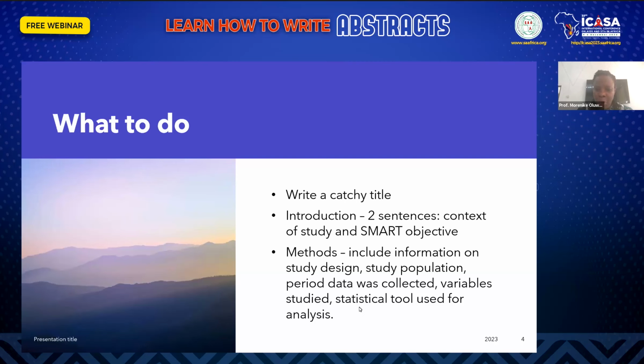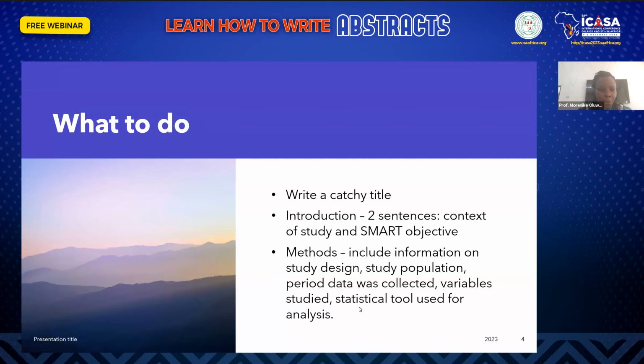The first information you want to see in the methodology is the study design. Is this a cross-sectional study? Is this an observational study? Is this a mixed method? They want to see the design. We'd also like to see the study population. Are these females? Are these adolescents? Are these adults? Are these key pops? Are these people in Nigeria or Togo or Kenya? You want to identify the study population.